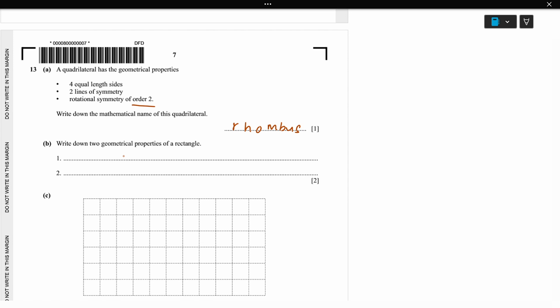Next, write down 2 geometrical properties of a rectangle. So rectangle properties: opposite sides are equal and parallel, and all angles are equal, which is 90 degrees.